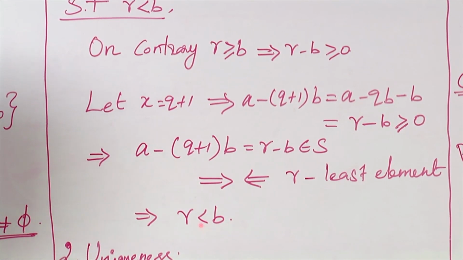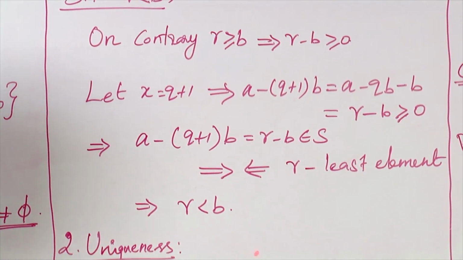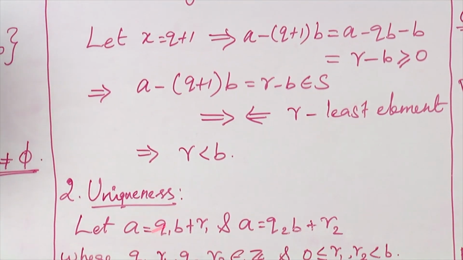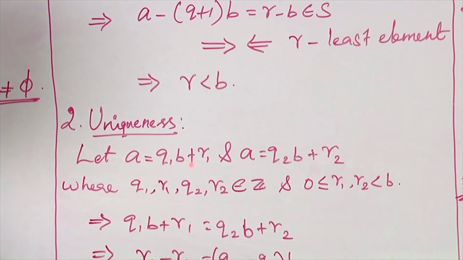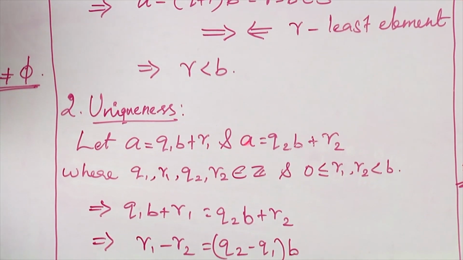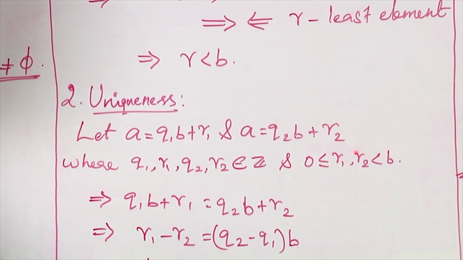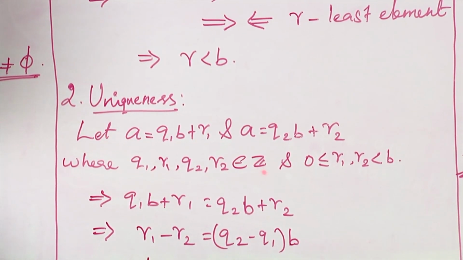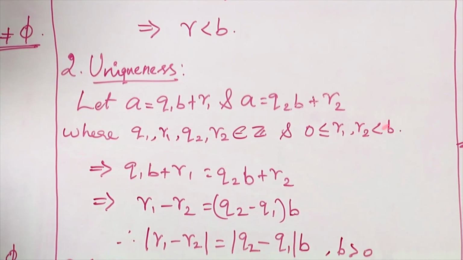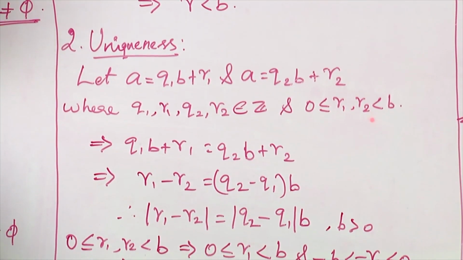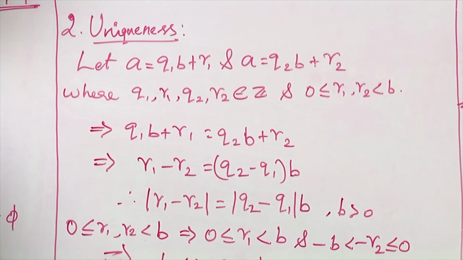Now, we are going to prove the uniqueness of it. What happens if you are able to express the same a in two different forms, that is a is equal to q1 b plus r1 and a is equal to q2 b plus r2, where q1, r1, q2, r2 are all integers and 0 less than or equal to r1 less than b and 0 less than or equal to r2 less than b? What happens if you have it like this?